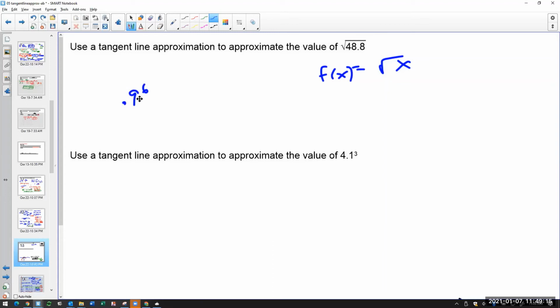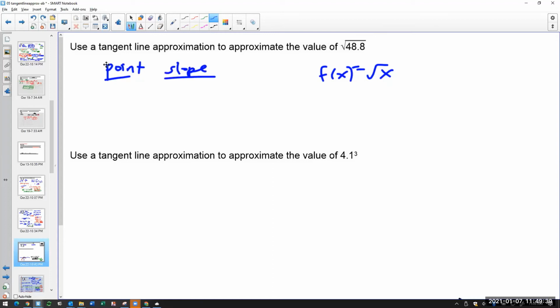Was it 0.9 raised to the 6? Your function was, and I gave you the function there, but do you see your funky number here is your 0.9? So that function would be x raised to the 6. You guys see that? How to get your function. The funky number is always your x, okay? So that is your square root of x. So then you need a point, and you need a slope, and you need a tangent line, okay?